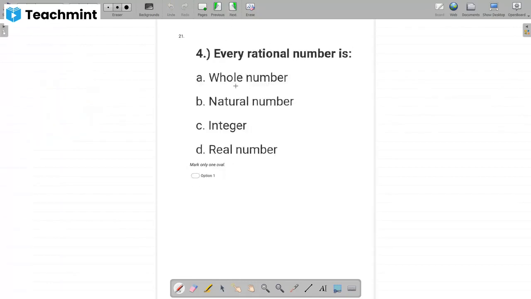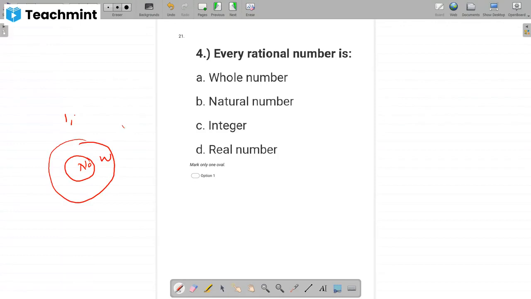So every rational number is... it's like a chain. First we have natural numbers. The numbers start from 1, 2, and 3. So first we have a set of natural numbers. And if we add 0 to it, then we'll get a set of whole numbers.